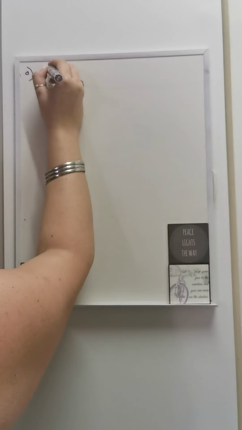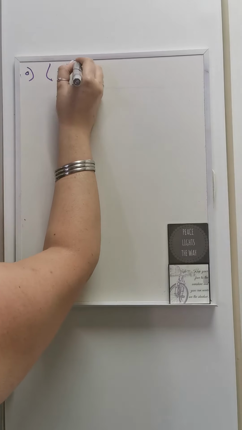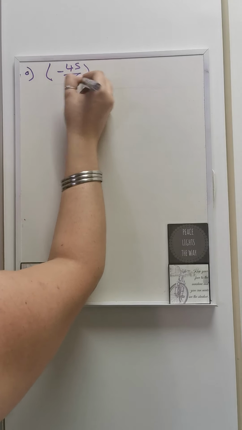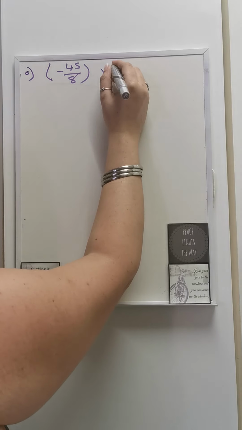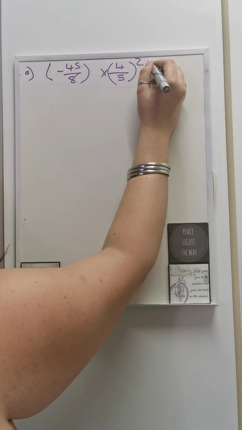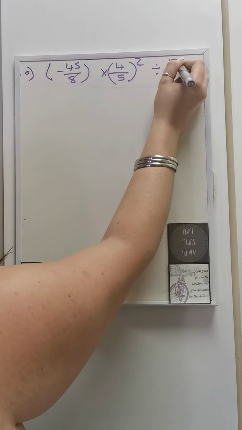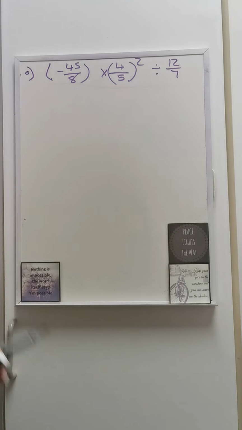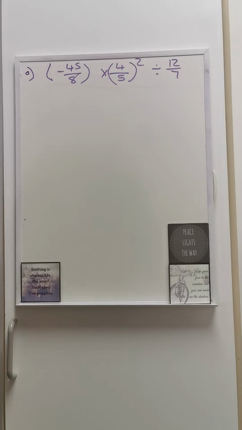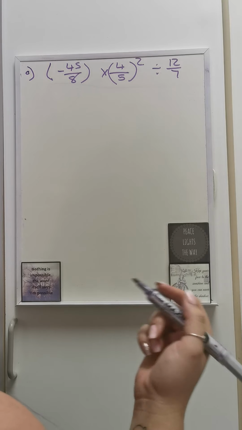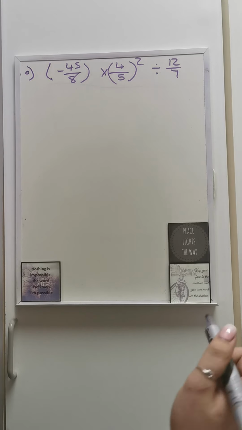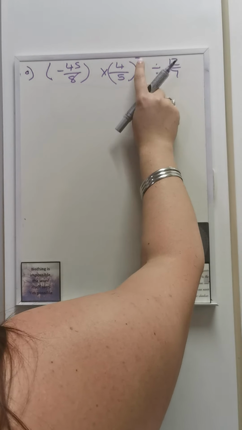Number O gives you negative 45 over 8 times 4 over 5 squared divided by 12 over 7. So now we're going back to BODMAS. You guys remember, they're not going to tell you to do BODMAS. BODMAS is a math rule. It has to always apply. So we have to do brackets first. There's no sums for brackets. And then the next one is O for of, but there's a power of 2.